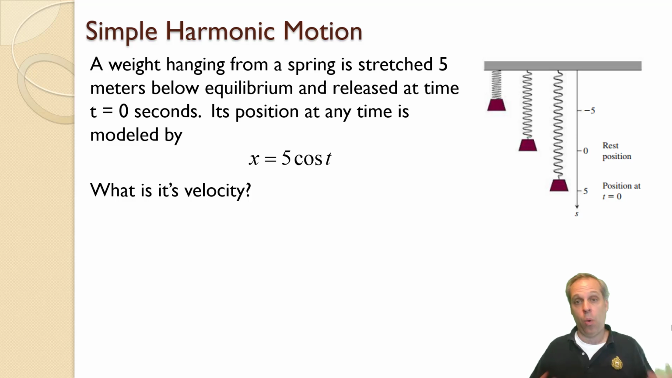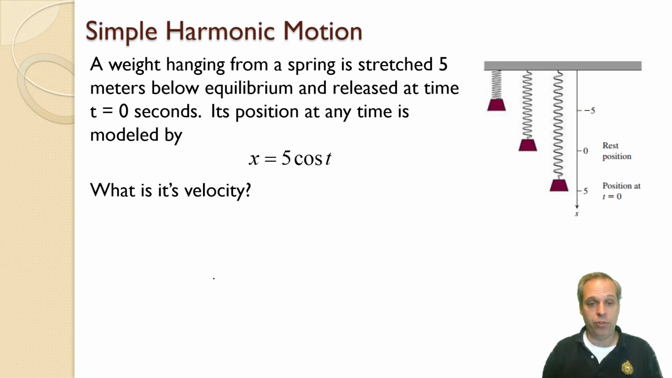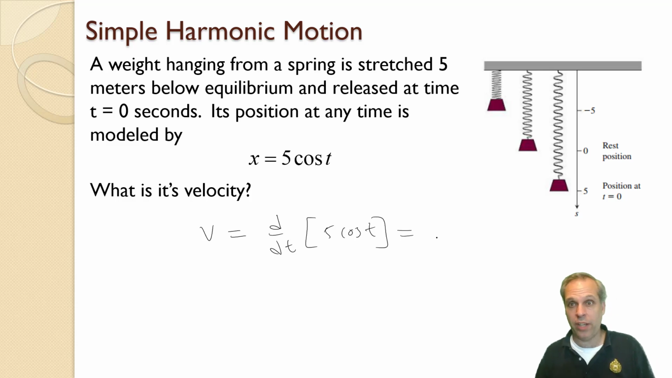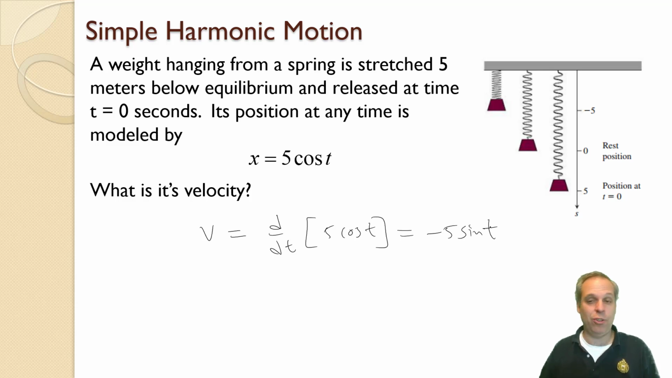I want to know then, what's the velocity of the object at any time? Well, that's easy, because the derivative of position with respect to time, that's velocity. So the velocity would then have to equal the derivative in terms of time of 5 times the cosine of t. We know the derivative of cosine is sine with a negative, so that's minus 5 times the sine of t. That gives you the velocity at any single moment in time.